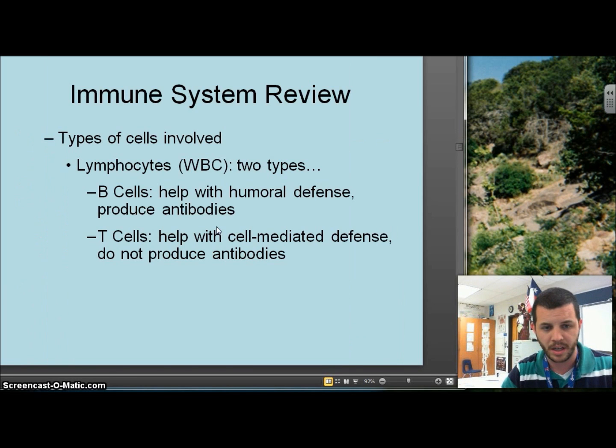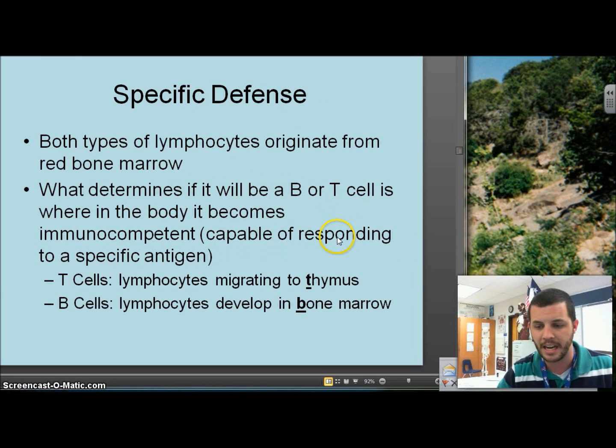Let's see here. As far as the cells involved, we have two different kinds. Well, we have lymphocytes. Okay, we have two different kinds of lymphocytes. We have B cells and T cells. The B cells are going to help with humoral defense. Okay, these are going to help us produce antibodies. T cells are going to help us with cell-mediated defense, and they do not produce antibodies.